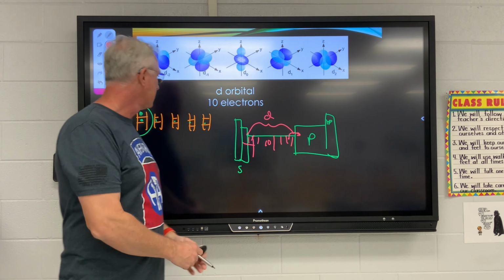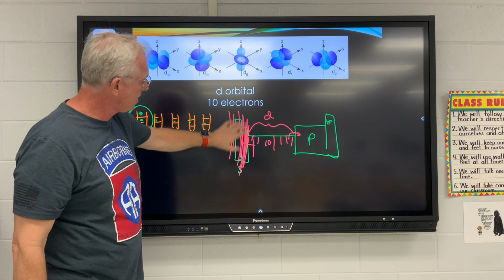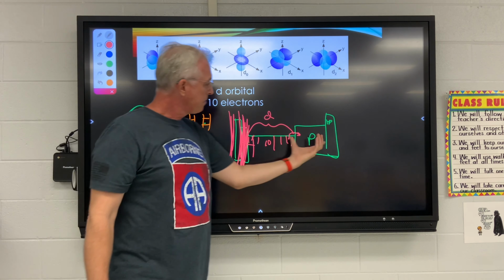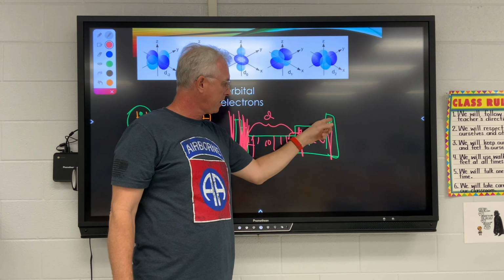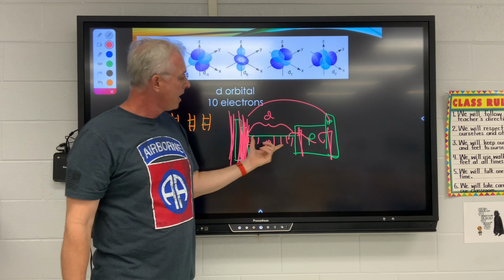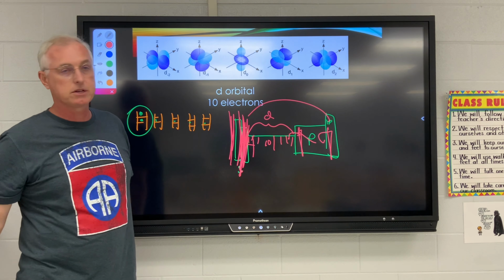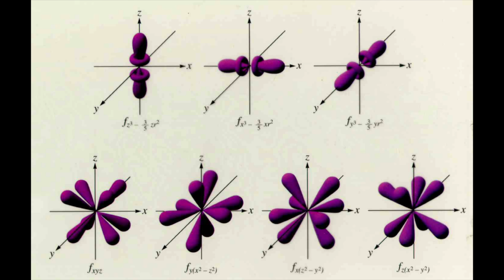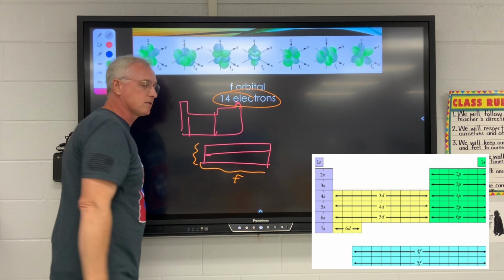So S block, first 2 columns. P block is this big block over here with helium belonging over there, and the D block are the guys right in the middle. The F block are the guys down at the very bottom, the lanthanides and the actinides. So you got the main periodic table up here, and these two guys down here are the F block. There are a total of 14 electrons.